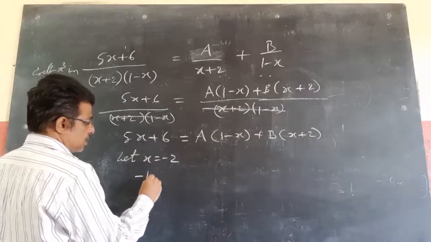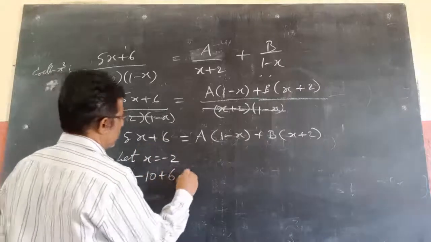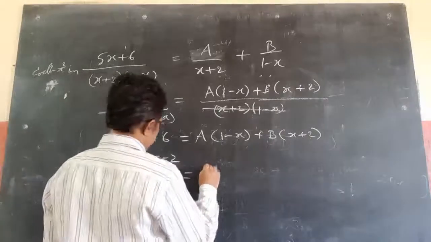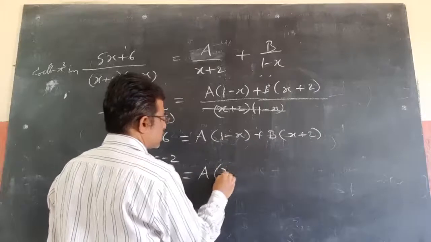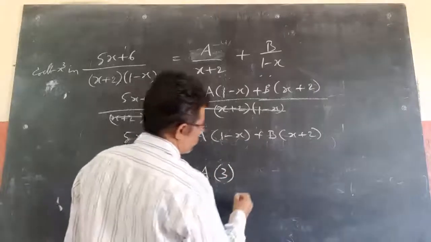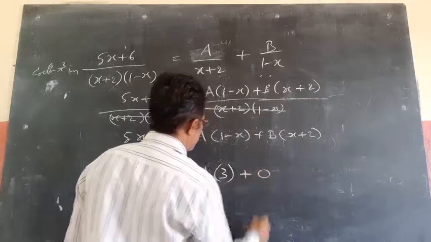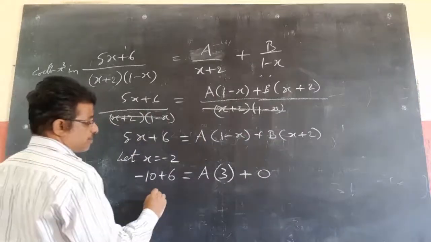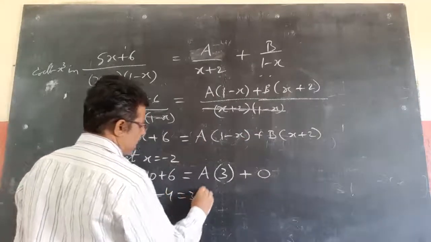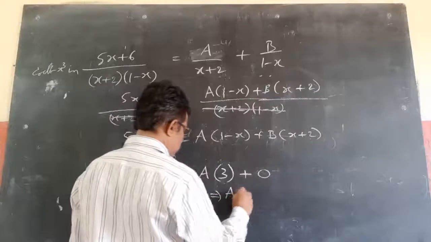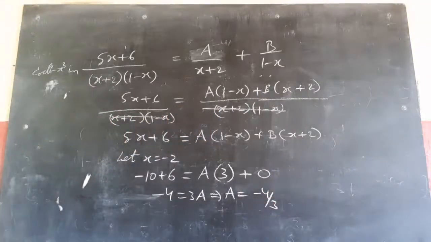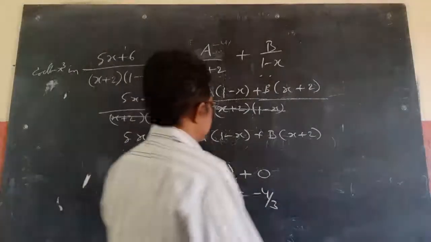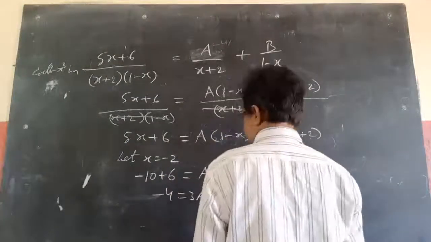Minus 10 plus 6 equals a into minus 2, 1 minus half minus 2, 1 plus 2, 3 plus b into 0. Now this becomes minus 4 equals 3a, which implies a equals minus 4 by 3. A equals minus 4 by 3.